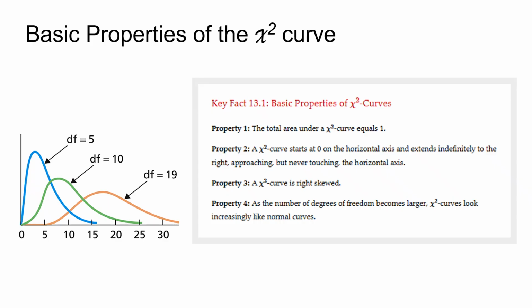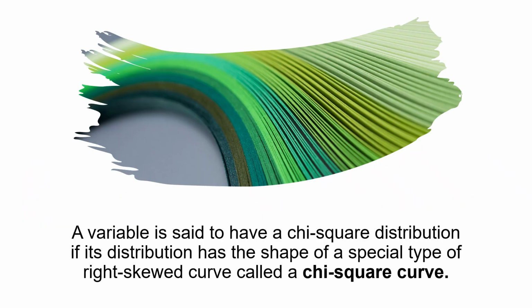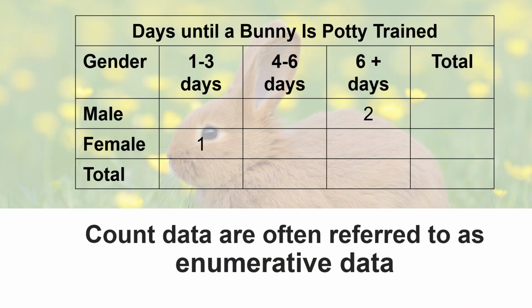As the number of degrees of freedom becomes larger, the chi-square looks increasingly like a normal curve. A variable is said to have a chi-square distribution if its distribution has the shape of a special type of right skew curve, and we call that our chi-square curve. The chi-square statistic is used to test hypotheses concerning enumerated data, or what we call count data. Here I've got a type of table that we can use called a contingency table.